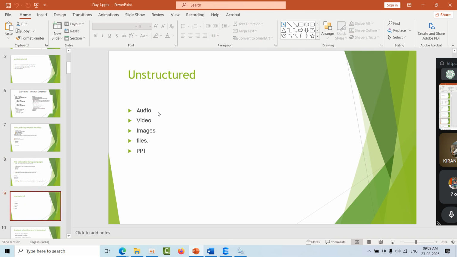Now unstructured. What does unstructured mean here? Audio, video, images, files, PPT. All this kind of information comes under unstructured data. Okay, SQL Server cannot read but can store all these kinds of data. Latest technologies like Python and so on can read and analyze the data and its content. For example, I will show you one photo. In the photo, there are 10 members, and I can easily identify who those persons are. But SQL Server can store that information, but it cannot identify it.